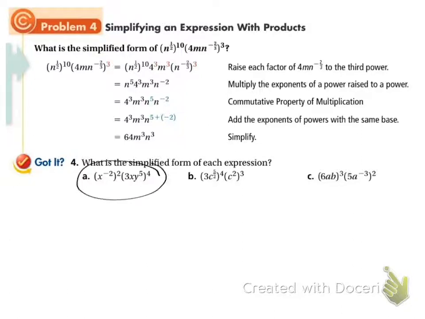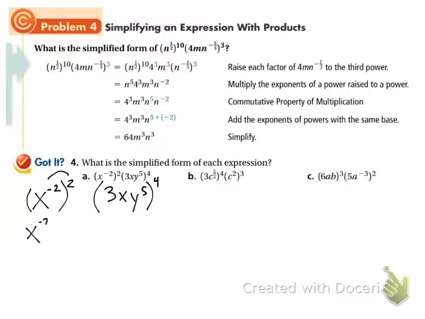So if you look here, I've got two sets of parentheses that both have their own exponents. So I'm going to work on them separately first. I've got x to the negative 2 squared, and I've got 3xy to the fifth to the fourth power. So on the left, I just need to rein it into the x, right? So I get x to the negative 2 times 2, which gives me x to the negative 4. And I'm not going to simplify that yet, okay? I'm going to leave it like that. I'm not going to move it down.